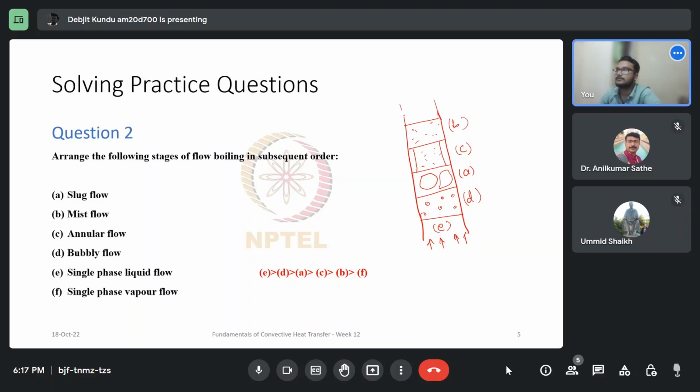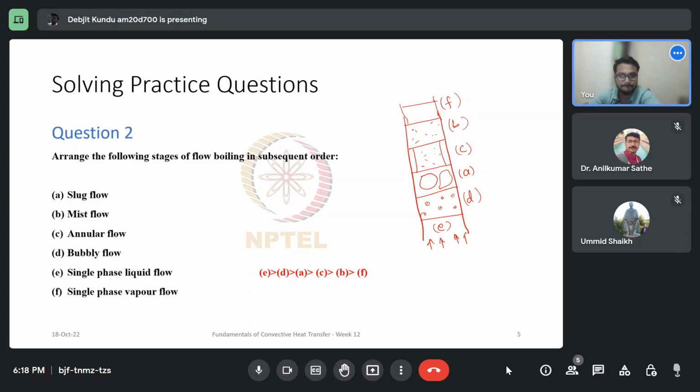And when it has entirely shifted from the mist into the vapor phase, that is known as the single phase vapor flow. So in the mist flow also, it's at a mixture stage. There is vapor mixed with some very small liquid droplets being homogeneously spread around. And in vapor flow, it's entirely vapor. There is no more trace of liquid remaining. So this is the correct order: E, D, A, C, B, F.